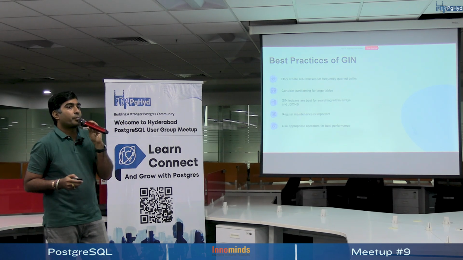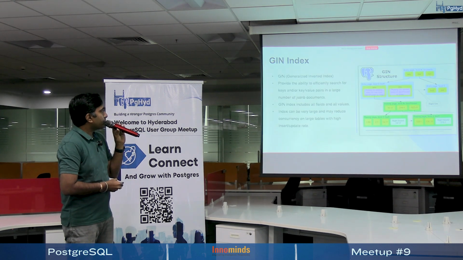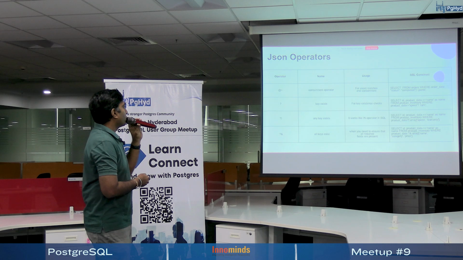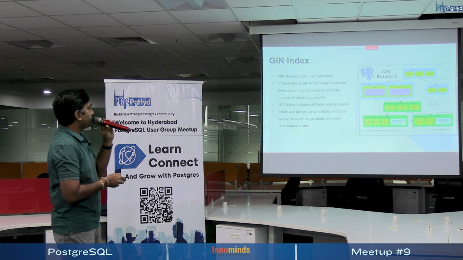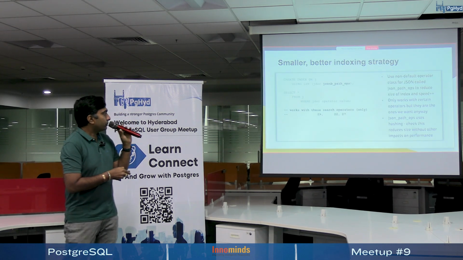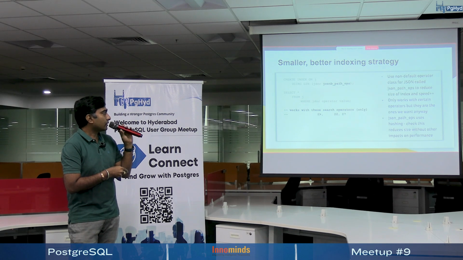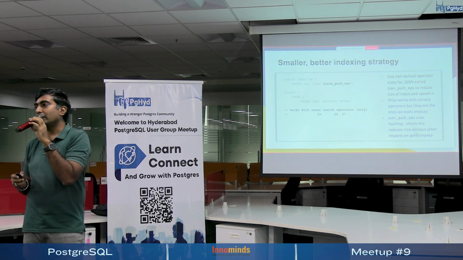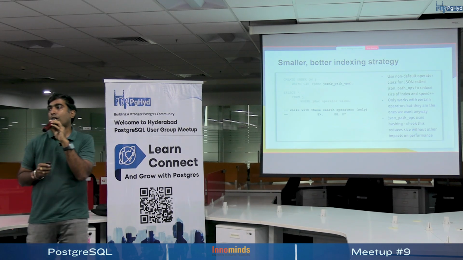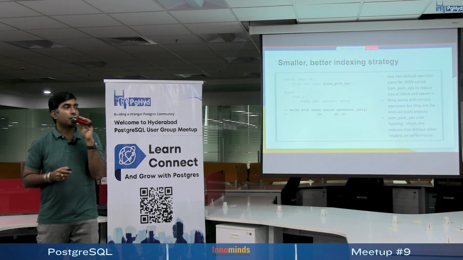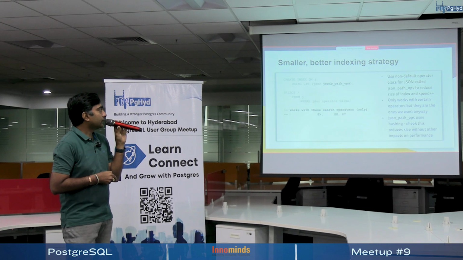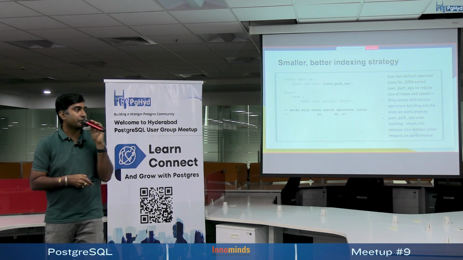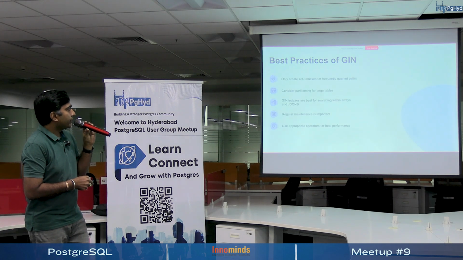And use appropriate operators. Importantly, the operators that we discussed, right? Let's say key existence. For the GIN index, these are the operators that are recommended to use. If you happen to use other operators, it will still work, but there will be performance implications and database resources will be consumed. We will not be using the database resources optimally if we wrongly use any operators.